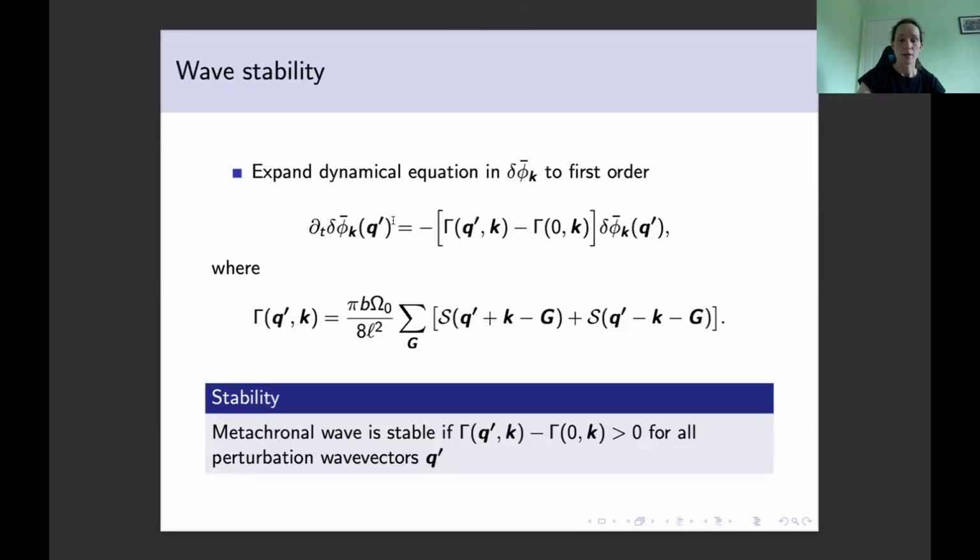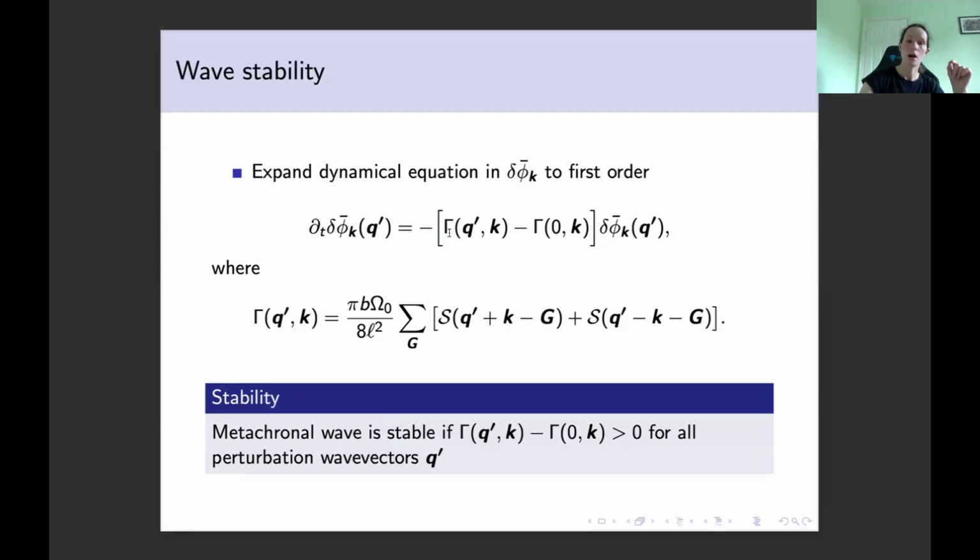So with the wave stability, we expand the dynamical equation to first order in the perturbation. So we say, let's look for a metachronal wave, let's put a perturbation on. Expand to first order, we get this linear stability analysis. So what can we say about this? If this prefactor is positive, then this perturbation is going to grow. So the metachronal wave is unstable.